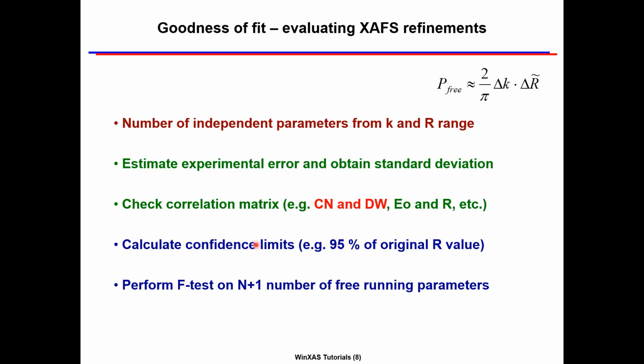In WinXAS, confidence limits are calculated by varying a certain parameter and keeping it invariant in the subsequent full refinement. Within the confidence limit, the corresponding parameters can be varied while maintaining 95% of the original fit residual. A large confidence limit readily identifies a strongly correlated parameter. Confidence limits and F-tests are described in the manual with references for more details.